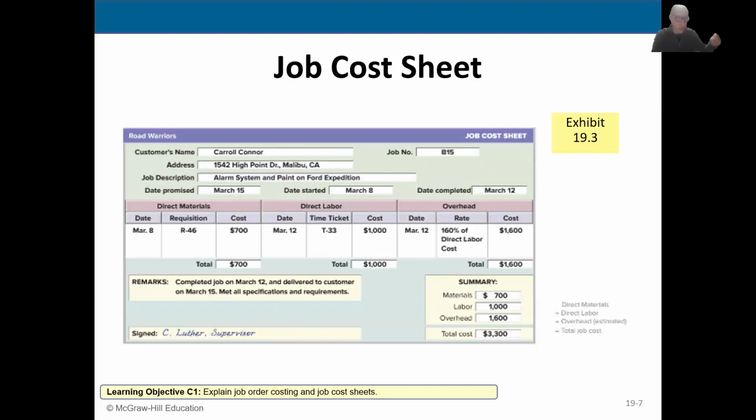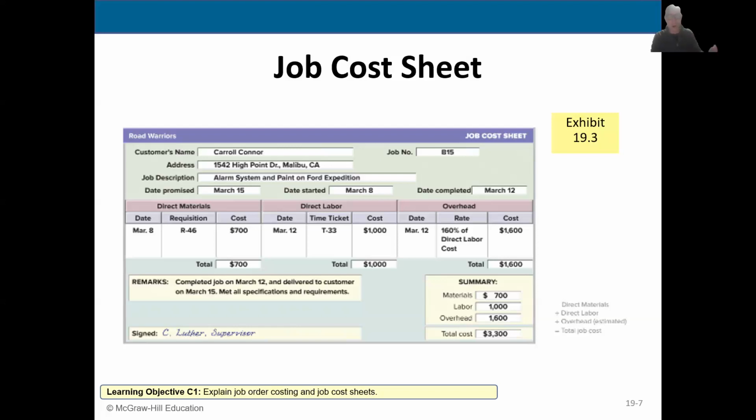So we take the amount of time that they spend working on that job, usually in terms of minutes or hours. We multiply that by their hourly wage to get the direct labor cost for that employee. Oftentimes, we're going to have more than one employee working on a particular job, and we would have that broken out under the direct labor based off of the time tickets for each employee. So that's where we get the direct labor cost from.